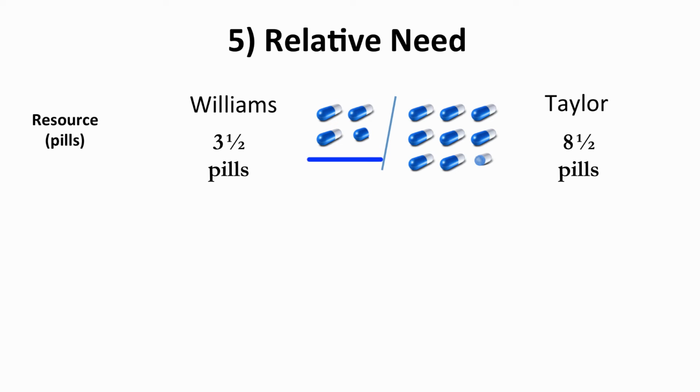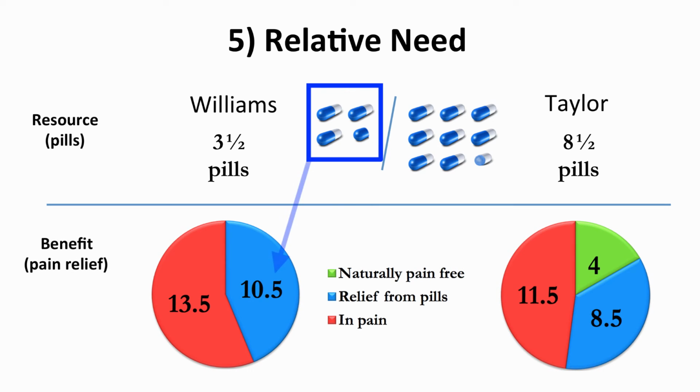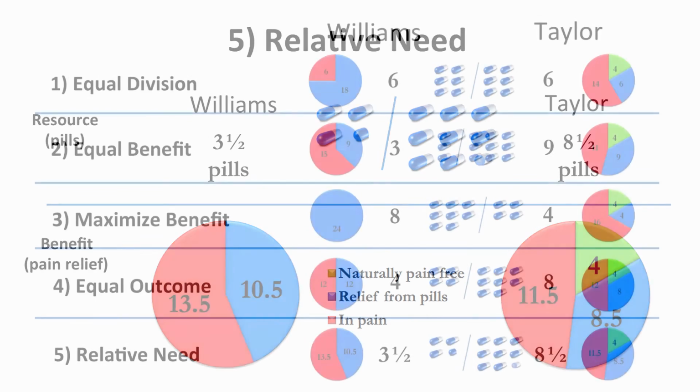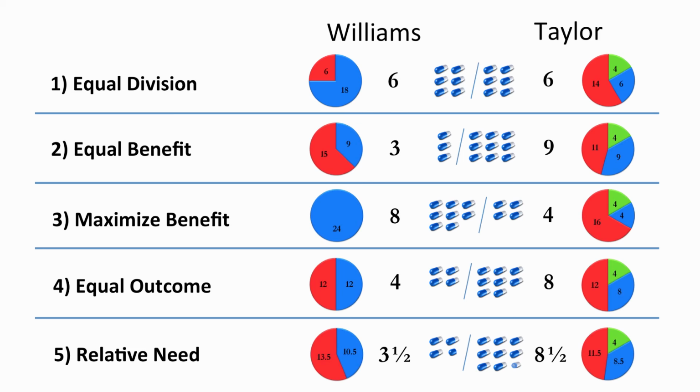With his 3.5 pills, Williams obtains 10.5 hours of pain relief. And with his 8.5 pills, Taylor obtains 8.5 hours of pain relief. So in this example, we looked at 5 different ways to divide a resource that provides people with some benefit, and we showed how they lead to very different divisions. In this case, the pills are the resource, and pain relief is the benefit.